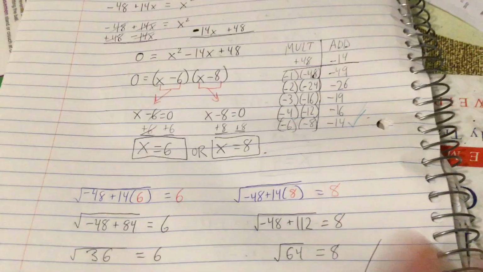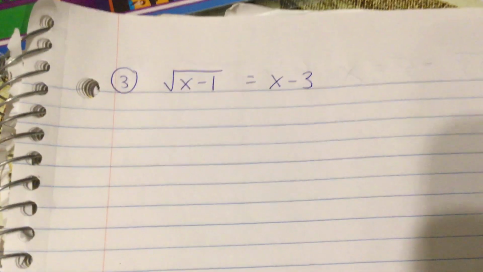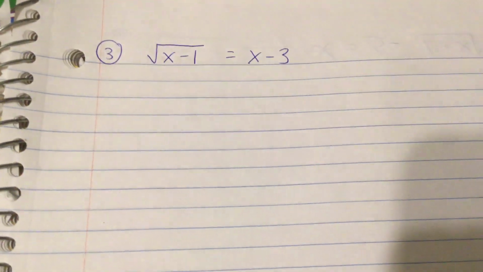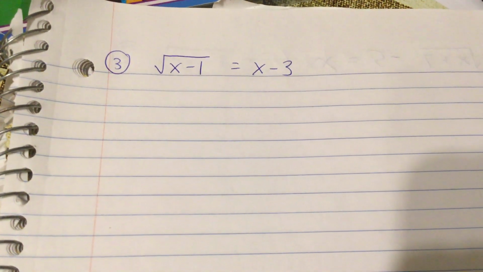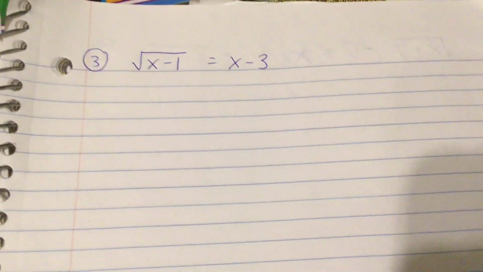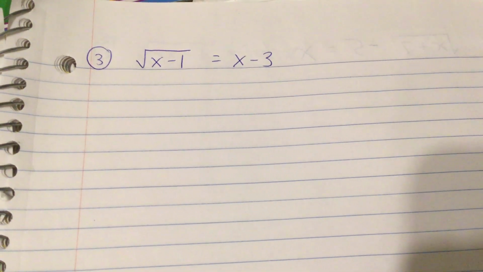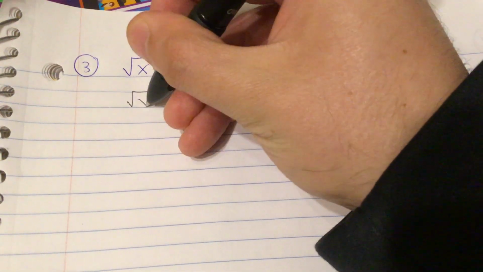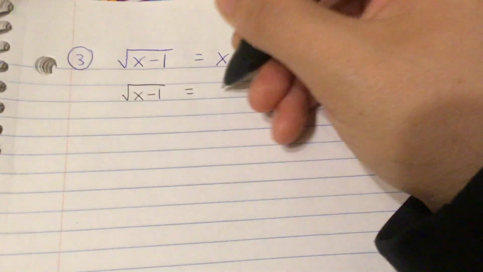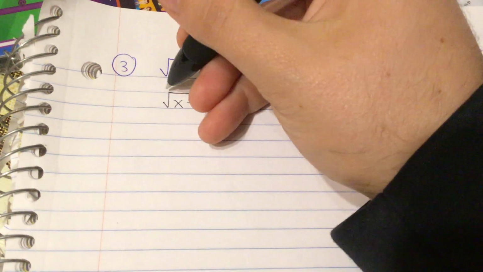Okay, 4 more. The square root of x minus 1 is equal to x minus 3. See if you can do this problem independently. Okay, pause the video if you need time. Okay, so now the square root of x minus 1 is equal to x minus 3, and I'm going to get rid of that radical because it's annoying me.